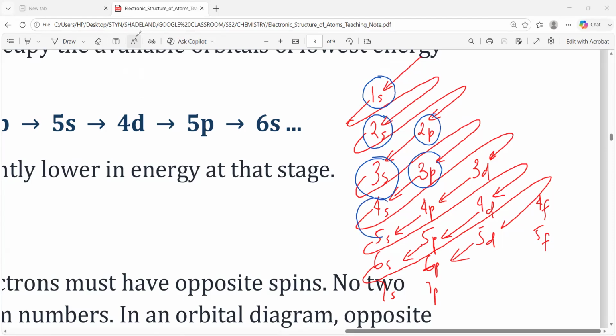Then 4s will carry 2. 3d will carry how many? Who can tell me? 3d, how many? 10. Very good.